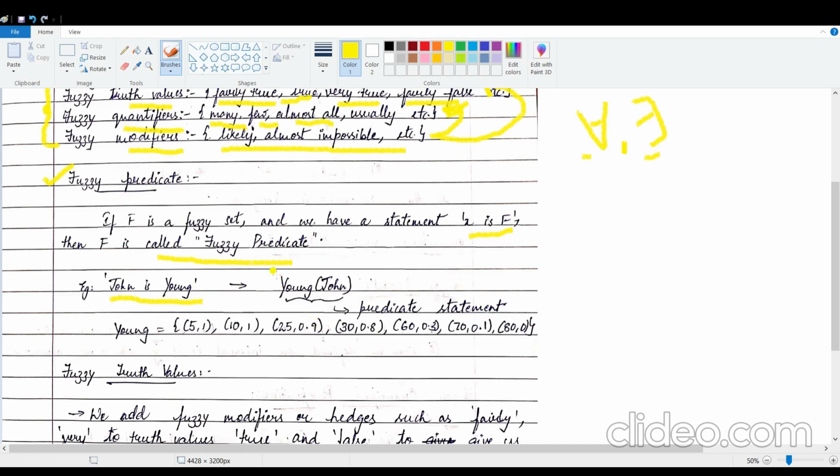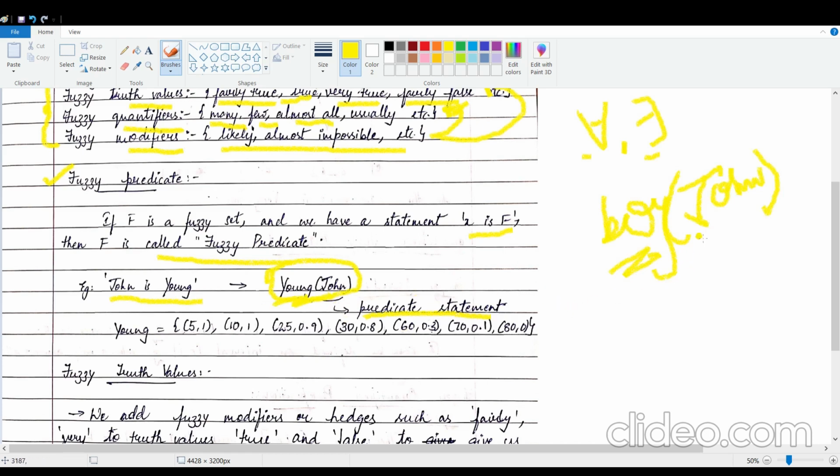We can rewrite this as young of John, in predicate form. Here I say that young is the predicate. Why is young a predicate? The reason is young qualifies what John is all about, so we term this our predicate. But this predicate is not equivalent to, let's say, boy of John. If I say John is a boy, then I would say boy of John. So how is this boy different from this young?